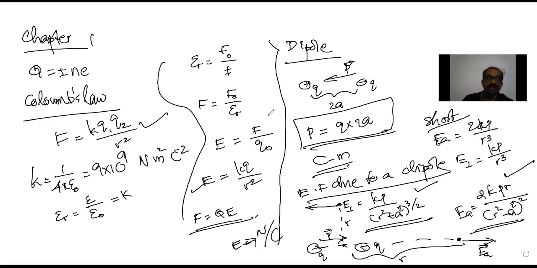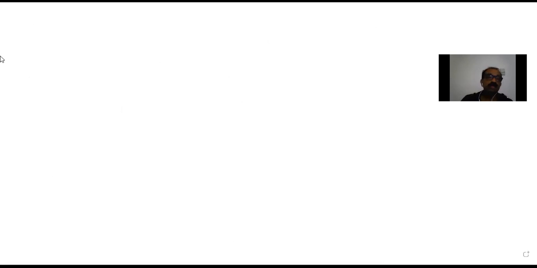So what all points we have covered: electric force, the force between two point charges, that is Coulomb's law, then electric field intensity and the expression for that. Then we have electric dipole, the expression for electric field due to a dipole on the axial line and perpendicular bisector. Okay, moving on to the next. We have another term that is called torque experienced by a dipole in a uniform electric field.